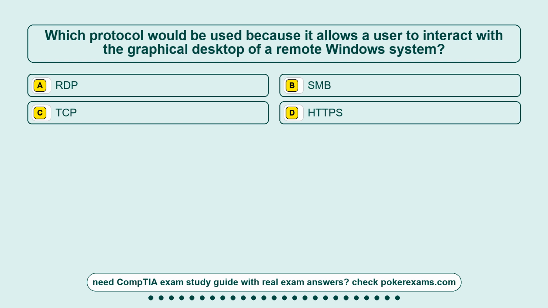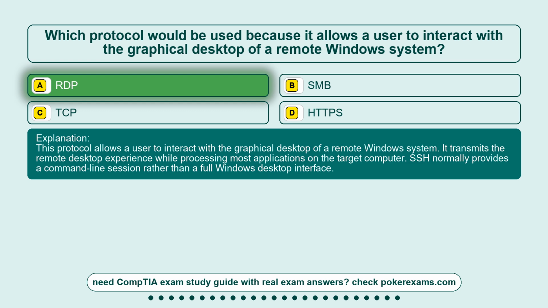Question 22. Which protocol would be used because it allows a user to interact with the graphical desktop of a remote Windows system? Option A, RDP. Option B, SMB. Option C, TCP. Option D, HTTPS. The correct answer is option A, RDP.